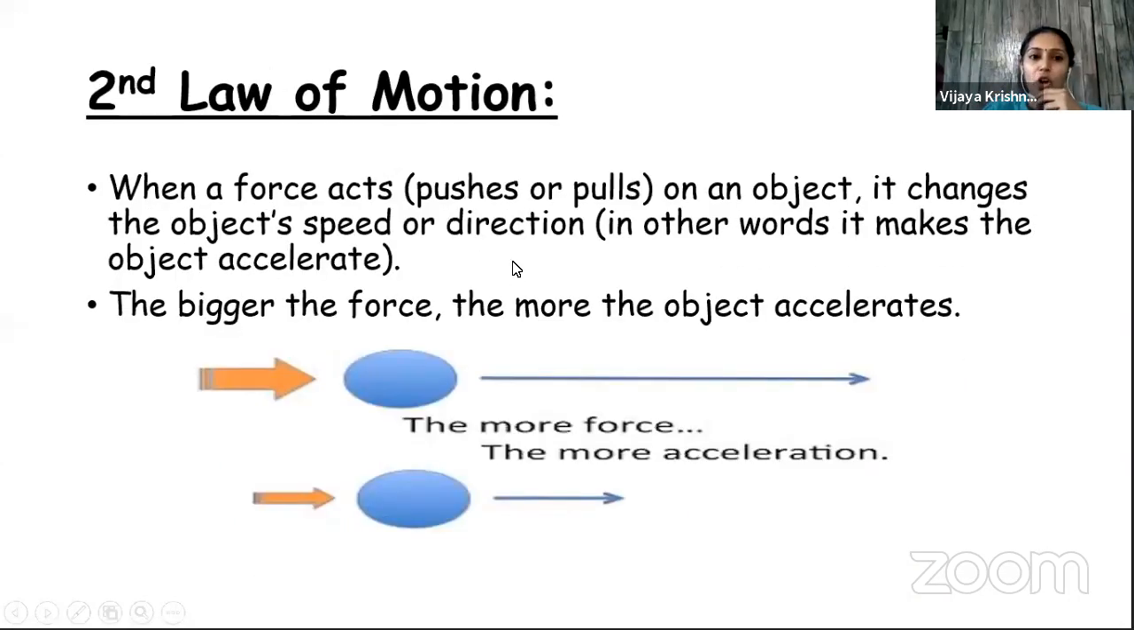So the second law of motion states that when a force acts on an object, it can change the speed or direction of the object. So it depends on the mass, and hence you can know the acceleration of the object. So the bigger the force, the more the object accelerates, and the lesser the force, the lesser is the acceleration of the body.